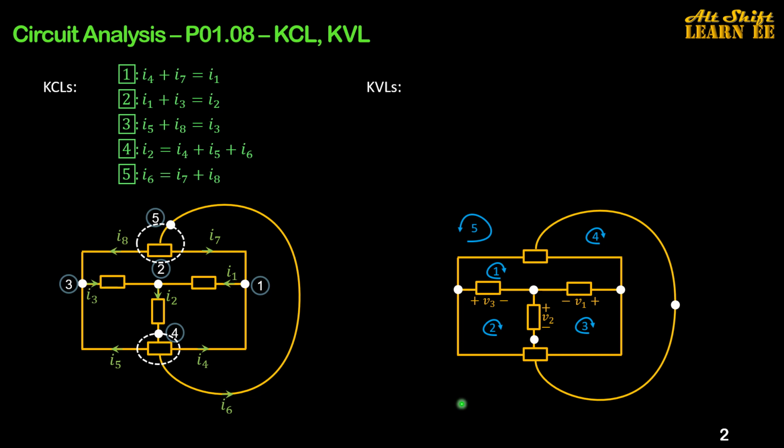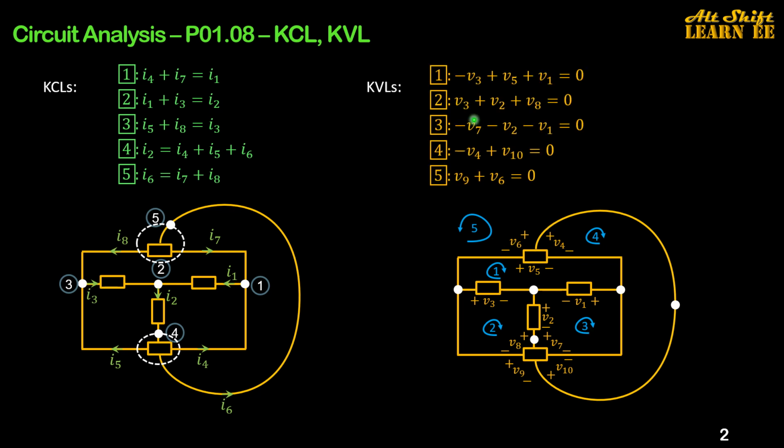But for three-terminal elements, I name the voltages across the terminals as V4, V5, V6 as such, and V7, V8, V9, and V10 as is shown here. Again, these are arbitrary. Inside mesh 1, I can write the KVL.